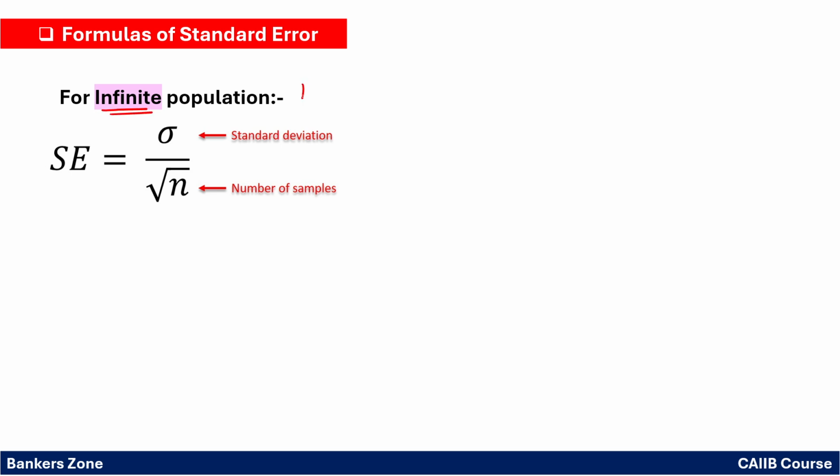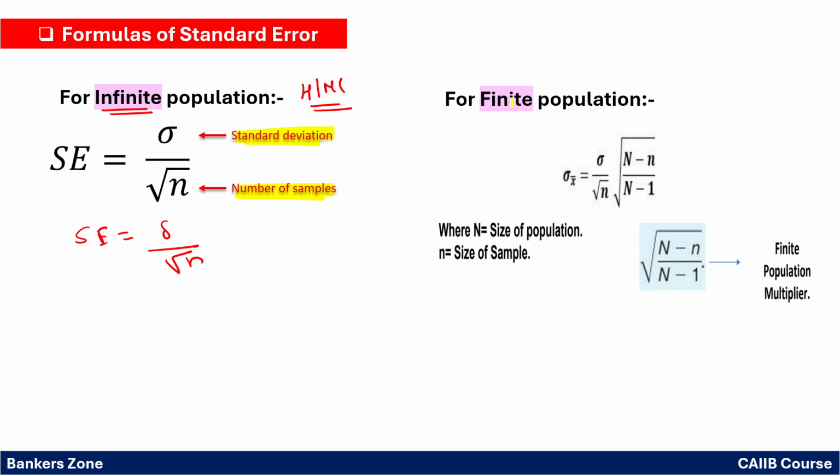Which is very high or not countable. It is infinite. So standard error is given by sigma upon square root of n, where sigma is the standard deviation and n is the sample size. If the population is finite, say we are having a survey of 1000 people and out of that we have selected 100 for the sample, then capital N will be 1000 and small n will be 100.